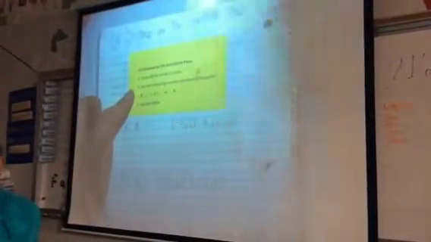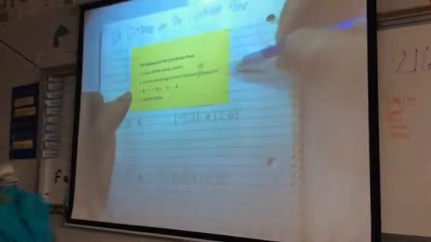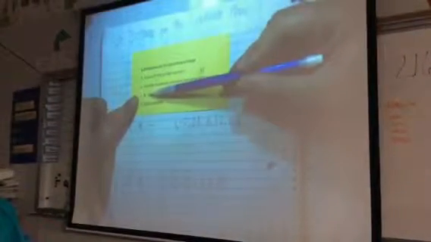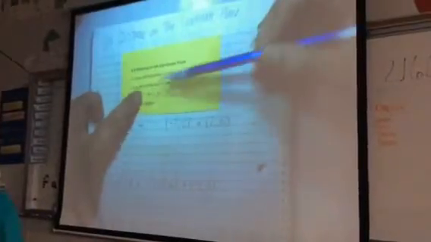It should say or, not of, I apologize. The same or opposite, like positive and negative, they're opposites. Positive and positive are the same, negative, negative, they're the same. And then finally, step 3, you're going to use the key below.